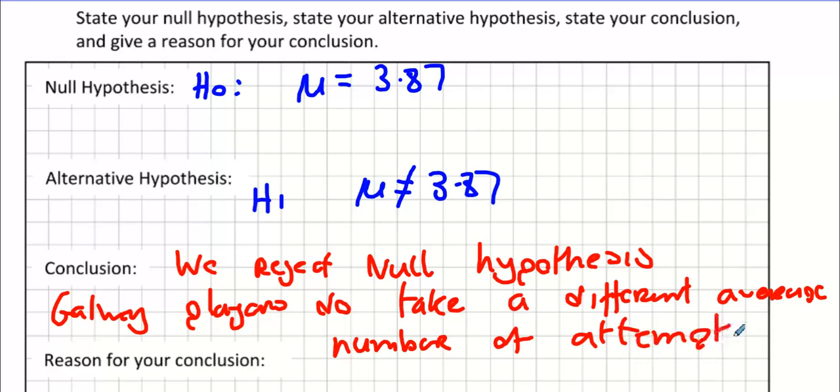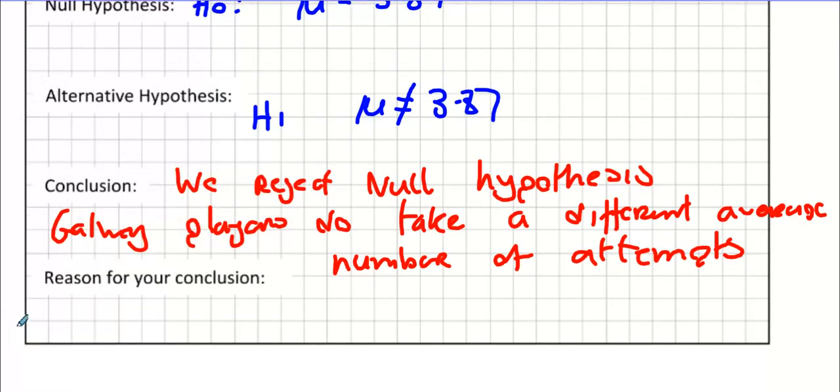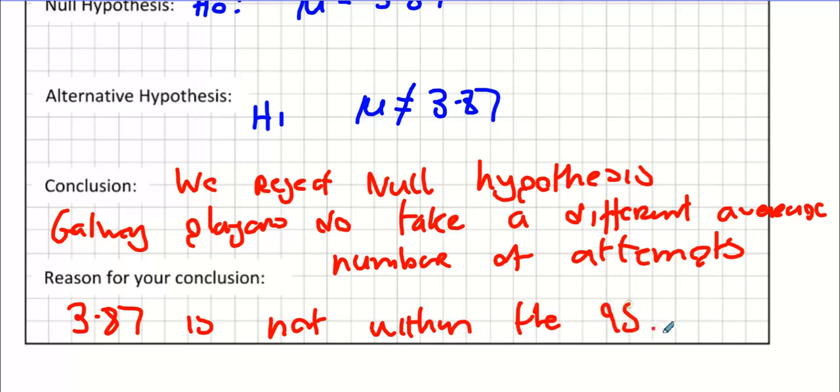Okay. Reason for my conclusion. What is the reason? 3.87 is not within the 95% confidence interval.